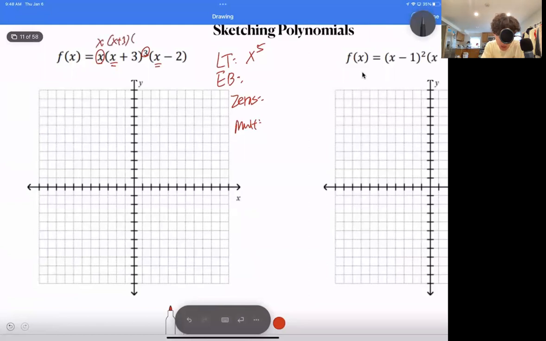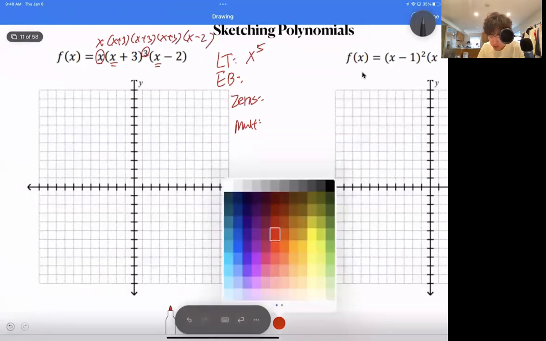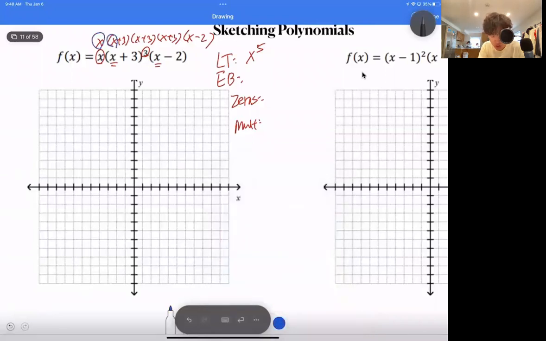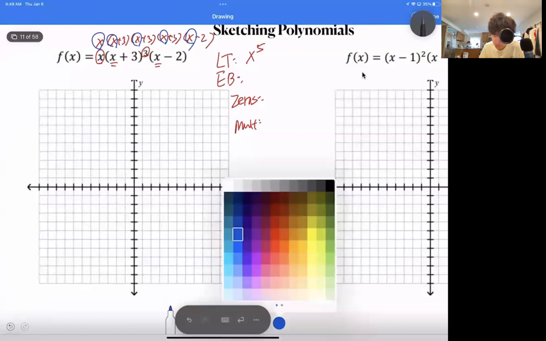x plus 3, x plus 3, x plus 3, x minus 2. If rewriting it like that helps you, please do so. I can physically count just how many zeros there are. 1, 2, 3, 4, 5. There are 5 zeros. It's x to the power of 5.